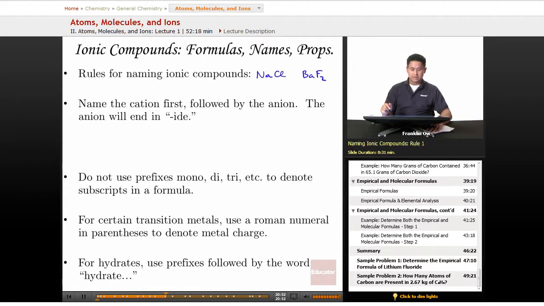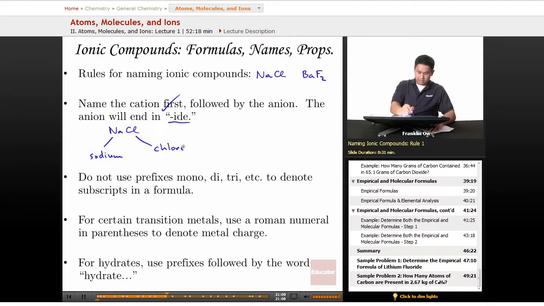Okay, so first you're going to name the cation first, followed by the anion. And the anion will end in -ide. So something like NaCl. Okay, so the cation is simply going to be sodium. And Cl is usually chlorine, but now we're going to make it chloride. And so the correct name of NaCl is simply sodium chloride.